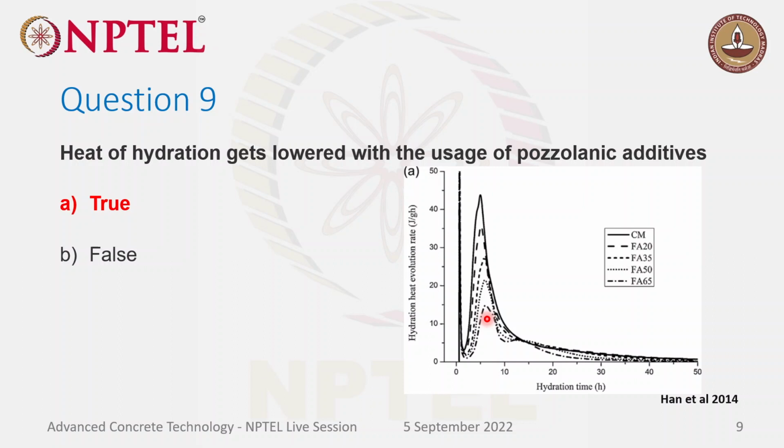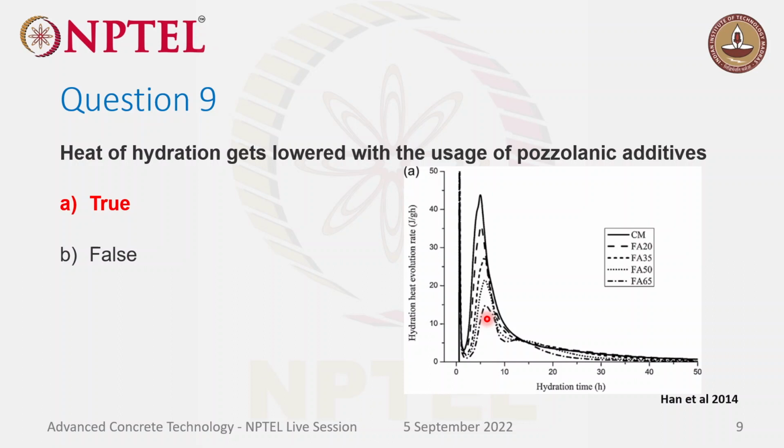Will the heat of hydration increase or decrease? Normally we limit the addition of silica fume to 10 to 15%. We will not use more than 10 to 15% in cement concrete.